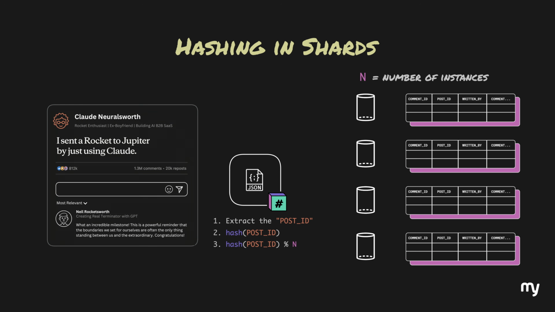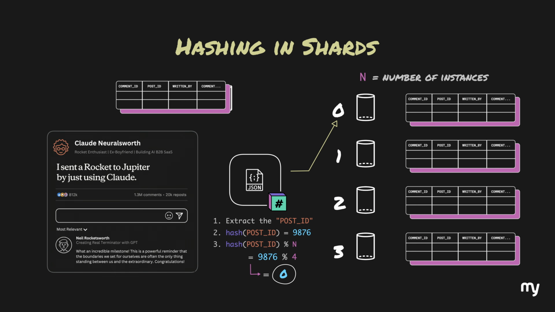Once found, we can easily read and write to this database instance. Meaning, if a post had a post ID hash of 1234 and we had 4 instances, we could simply do the modulo of 1234 with 4, which results in 2. So whenever we are reading or writing comments for this post with the hash of 1234, it would always be found in instance number 2. Similarly, if the hash of another post ID was 9876, its comments would be read and written to instance number 0. This way, we can ensure that all the comments of a particular post can always be found in the same shard.